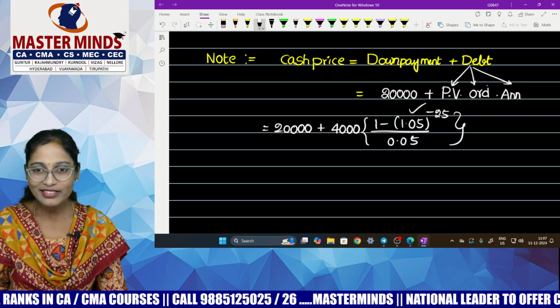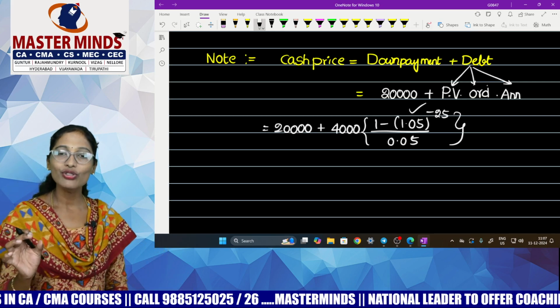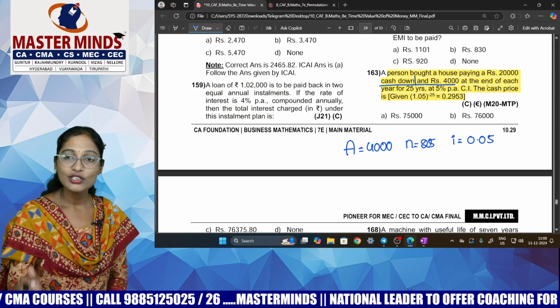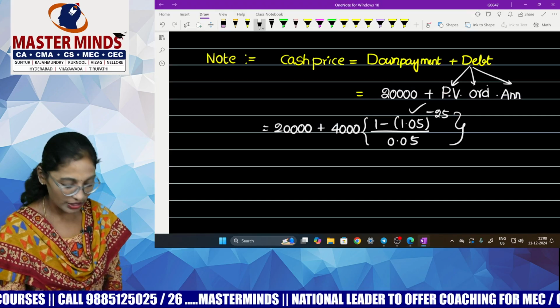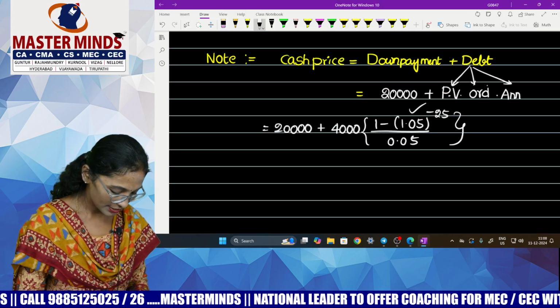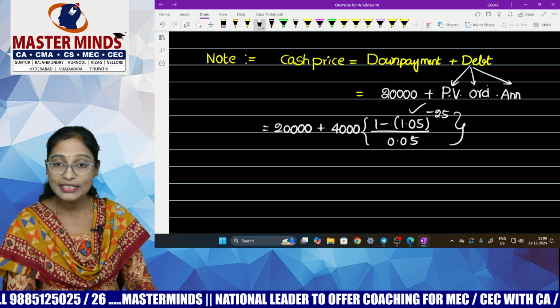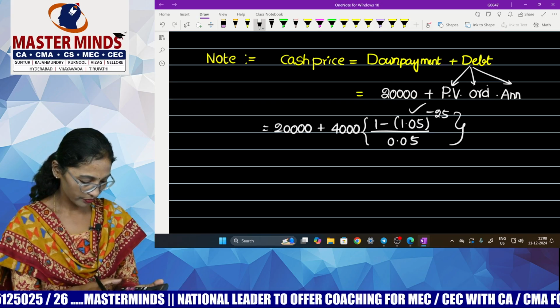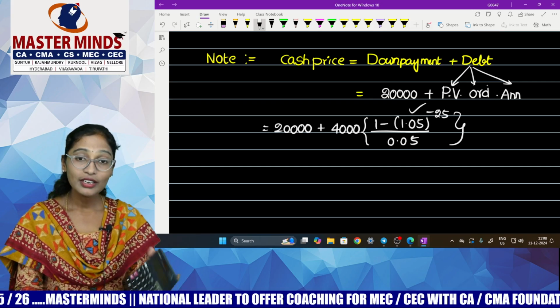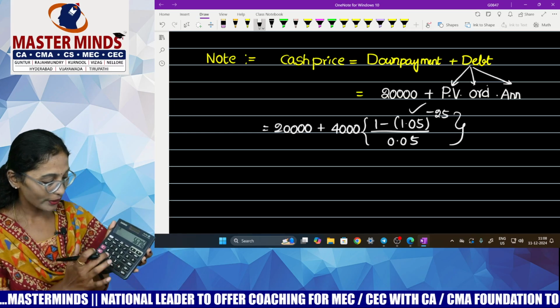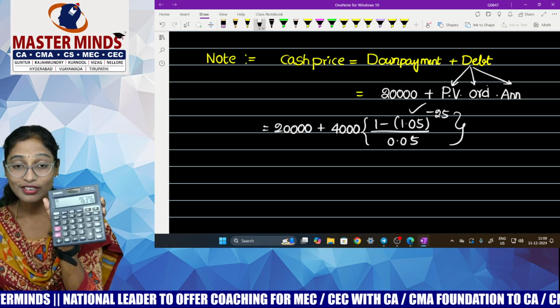So use that value though there's a deviation of decimals. So 1 minus 0.2953, 1 minus 0.2953 by 0.05 into 4,000. It's not the end. Plus 20,000. What's your answer?